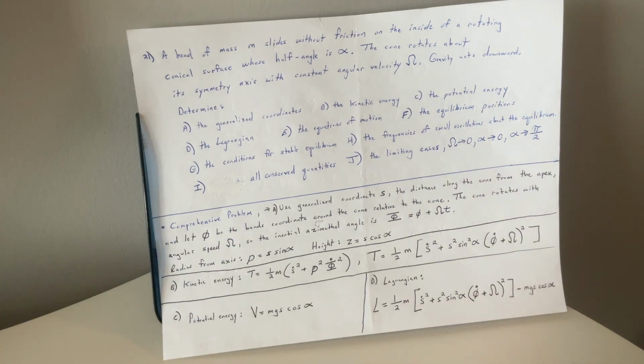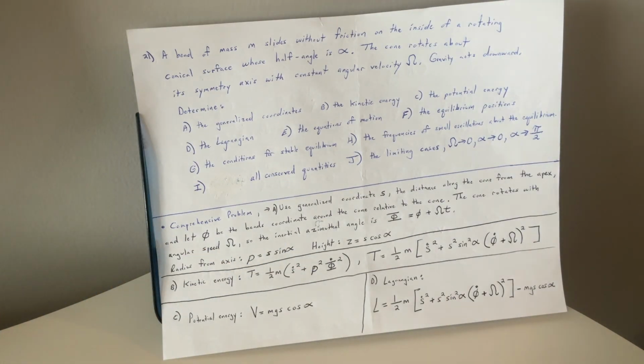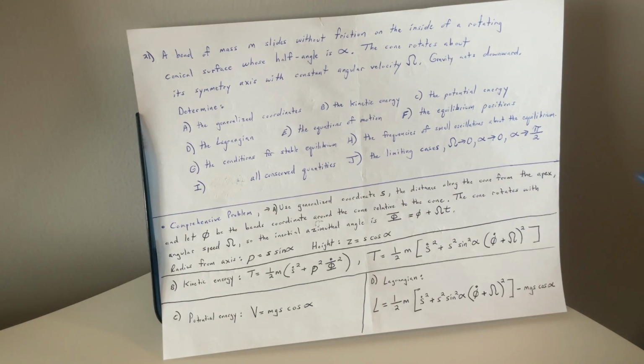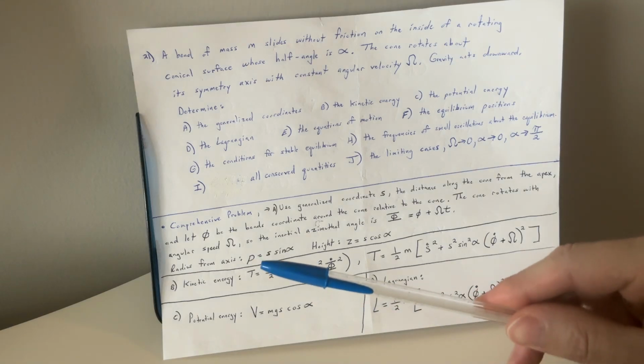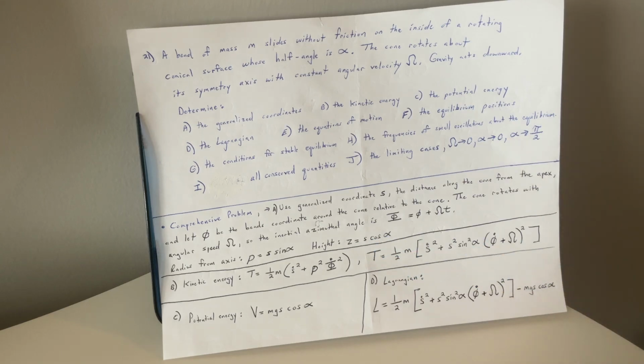So part A here, use generalized coordinate s, the distance along the cone from the apex, and let phi be the bead's coordinate around the cone relative to the cone. The cone rotates with angular speed, capital Omega. So the inertial azimuthal angle, capital Phi, equals lowercase phi plus capital Omega t. So our radius from axis is rho equals s sine alpha, and our height is z equals s cosine alpha.